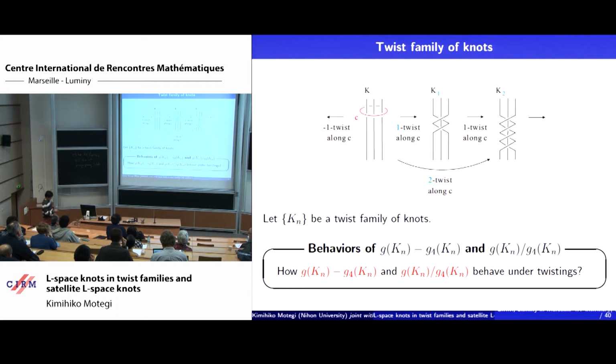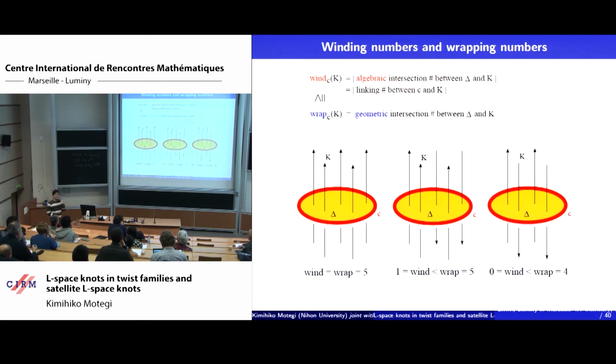For each twist family, there are elementary invariants, the winding number and the wrapping number. The winding number of K about C is the absolute value of the algebraic intersection number between the disk Δ bounded by C and K, which coincides with the absolute value of the linking number between C and K. On the other hand, if we ignore the orientations, we have the wrapping number of K about C, which is defined to be the minimal geometric intersection number between the disk Δ and K.